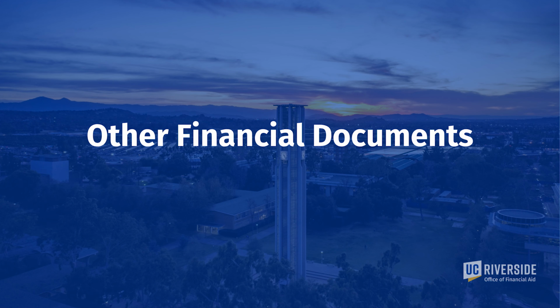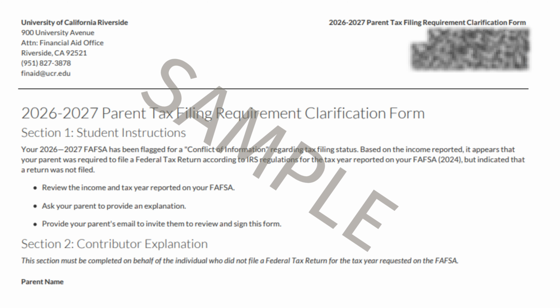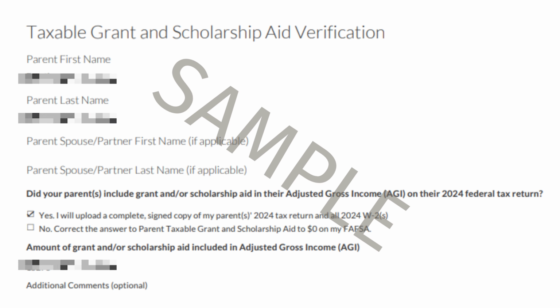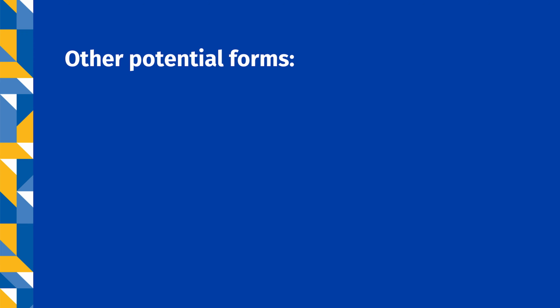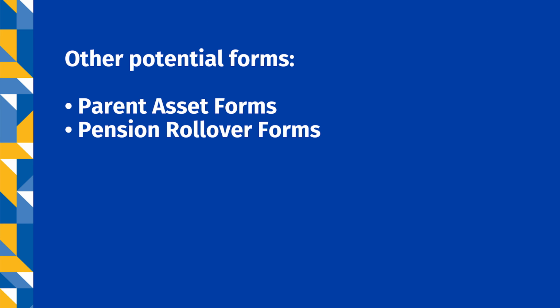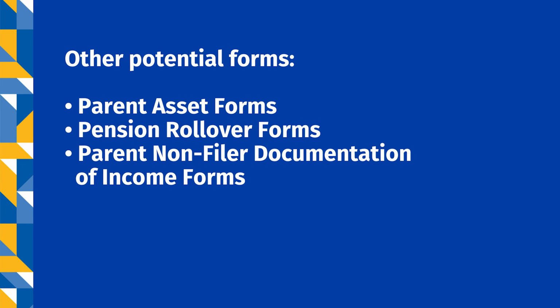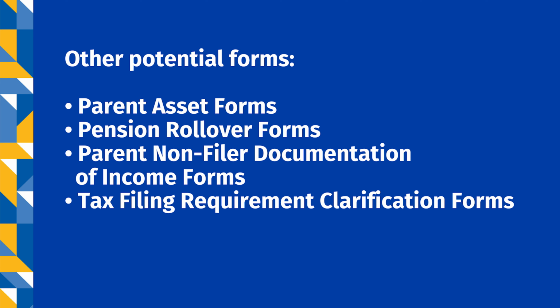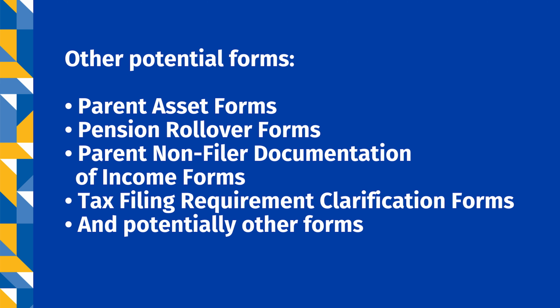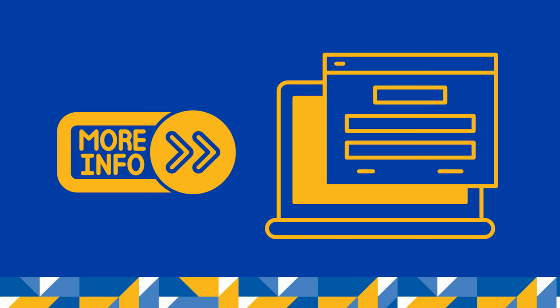Other financial documents. As the verification process continues, you may be asked to provide additional documents and/or information. We may need further clarification based on how you answered the forms. This might include filling out another form within the portal. We may need parent asset forms, perhaps a pension rollover form, parent non-filer documentation of income form, tax filing requirement clarification forms, and potentially other forms. You would be notified of these additional requests via the Financial Aid Student Forms portal.